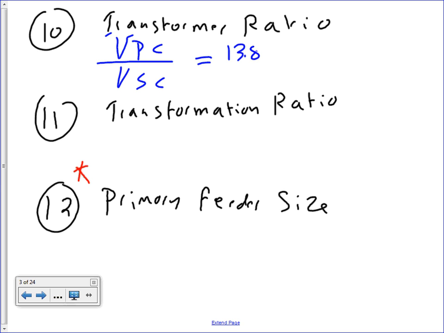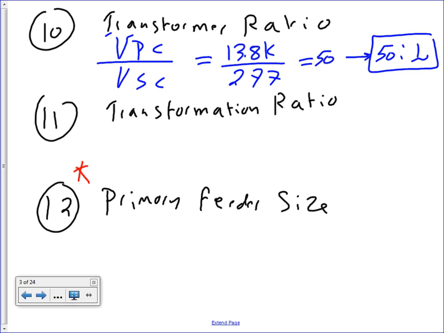You take 13.8K, divide this baby by 277. Remember, it's coil to coil. That will get you 50. And from here, the ratio is 50 to 1, right? Now how do we write the ratio? 50 to 1. For every 50 volts on the primary, there is 1 volt on the secondary. That's what this is telling you. Coil to coil.